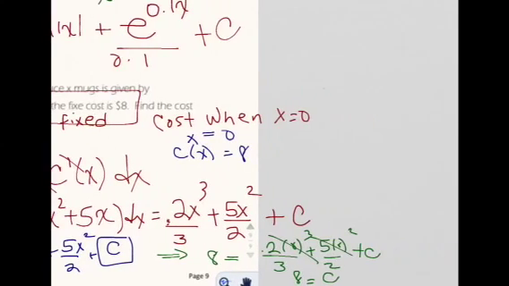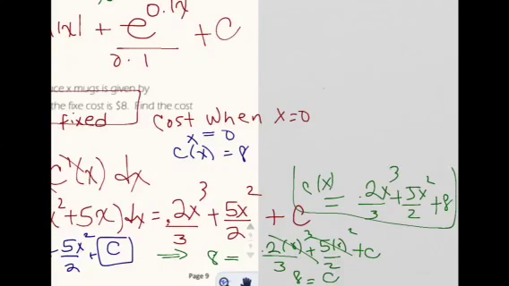So really to finish the story, the answer is 0.2 x cubed over 3 plus 5x squared over 2 plus 8. That is your cost function. That is the final answer to that question. And that's the end of our lecture.